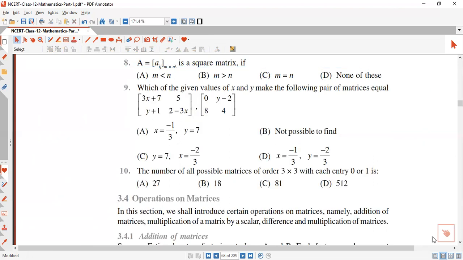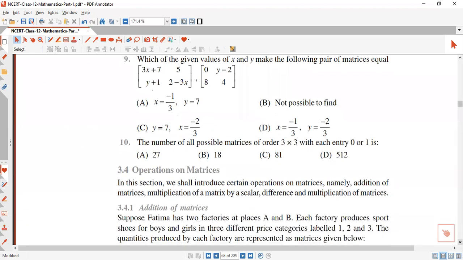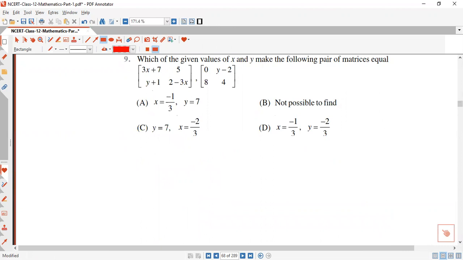Now, question number 9. Which of the given values of X and Y makes the following pair of matrices equal? Now I ask what is the order of the matrix. They say these are equal, so first of all I have to check the order. The order of the first matrix is 2 by 2. The order of the second matrix is 2 rows and 2 columns. The orders of the matrices are the same, fine.